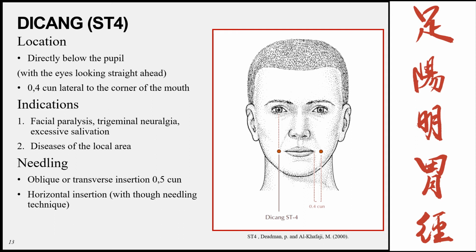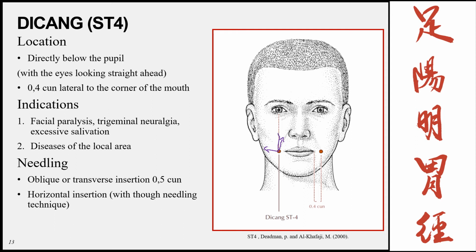And like we just talked about from stomach 2, we could needle from stomach 2 up here all the way down to stomach 4 in conditions such as trigeminal neuralgia, as both points are very effective, and then we can get the action on 2 points with one needle. If you look at the insertions here, it's an oblique or transverse insertion, 0.5 tsun. Otherwise, we can use a horizontal insertion with the through needling technique, just like I mentioned. So we can through needle in this direction to stomach 6, or we could also needle upwards towards either large intestine 20, which is over here, or to stomach 2.